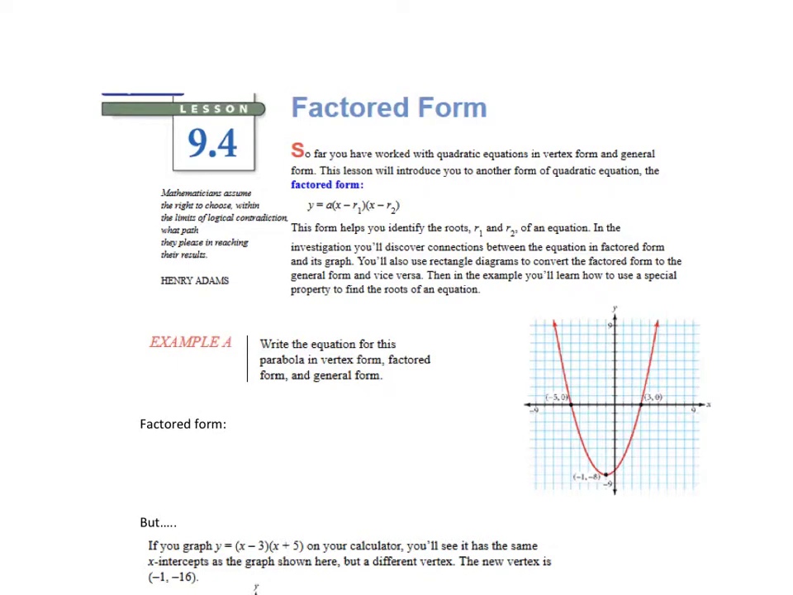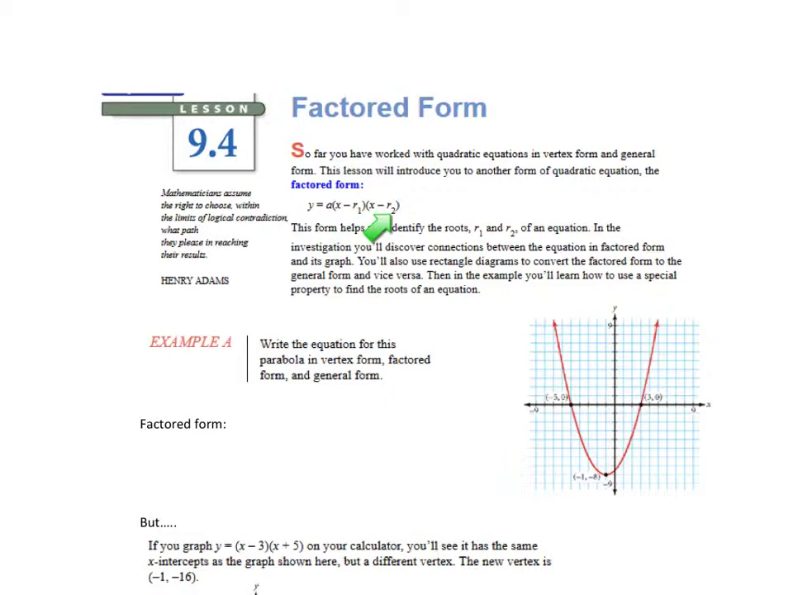So far in Chapter 9, we've looked at quadratic equations in vertex form and in general form. This lesson, we're going to be looking at factored form, which looks like this. y equals a, which is our stretch value, times x minus root 1 times x minus root 2. And root 1 and root 2 are just our zeros on our graph. And it doesn't matter which order, which one is root 1, which one is root 2. And we're going to be looking at the connections between factored form and the graph, and also using rectangular diagrams to convert factored form to general form and vice versa.